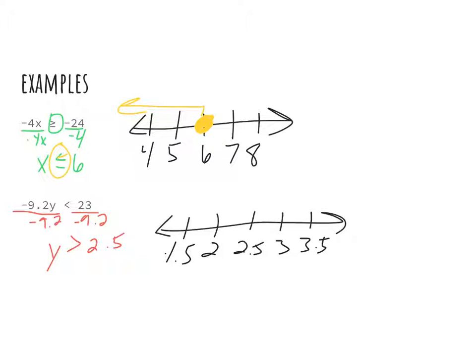So for this last one, divide both sides by negative 9.2, and you should get y is greater than 2.5. The inequality has to switch. And when I do the number line, since it doesn't have the or equal to, it's got an open circle. If I turn the inequality into an arrow, it goes off to the right.